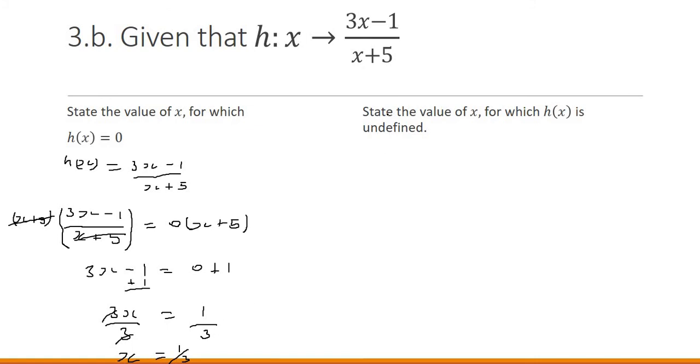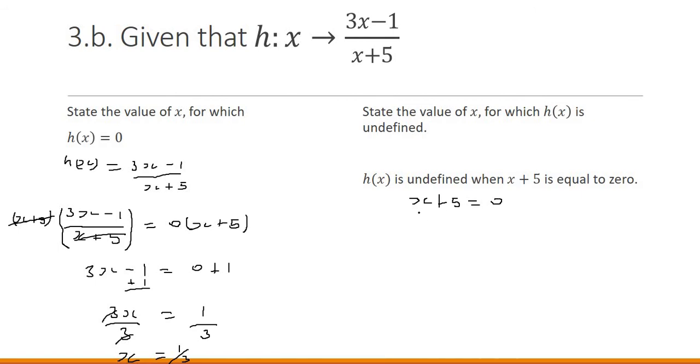Now to part 4 that says take the value of x for which h of x is undefined. Now the first thing you would need to do is to write a statement. And your statement would be h of x is undefined when x plus 5 is equal to 0. Because remember, we cannot divide by 0. So we're trying to find the value of x that will make this denominator become 0. So all we need to do is to take x plus 5 and equate it to 0 and solve.